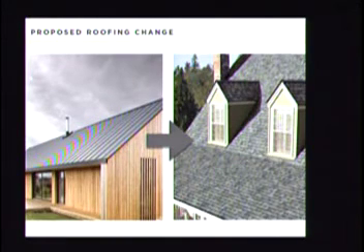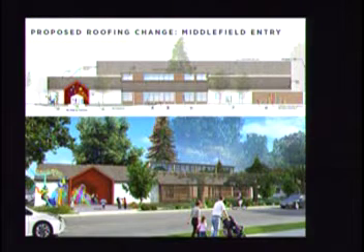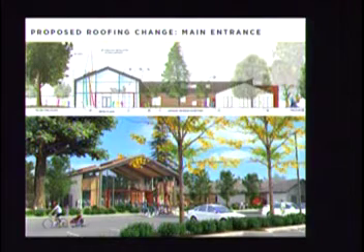These are just reference images showing the aesthetic of a standing metal seam versus what we're proposing today, the comp shingle on the right. These are updated renderings, elevations along Middlefield, showing the composite roofing along with the same white cement plaster and wood accents along the facade. From the parking lot entry approach, you can see that the roofing is actually not very visible from this side of the complex.